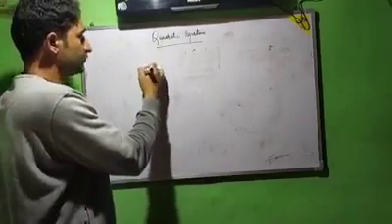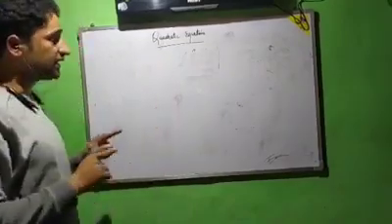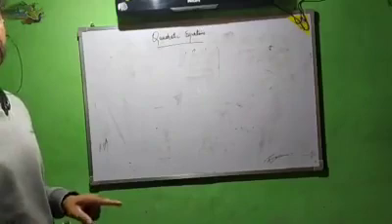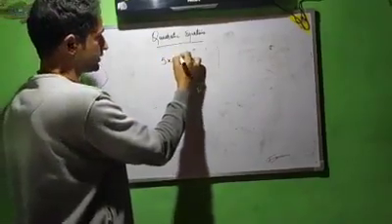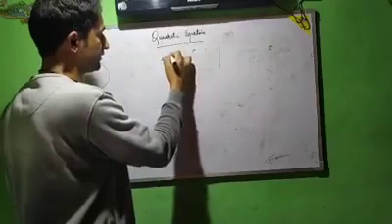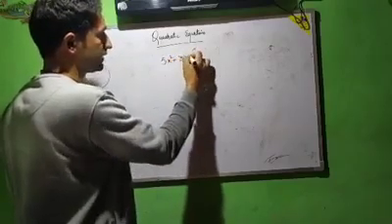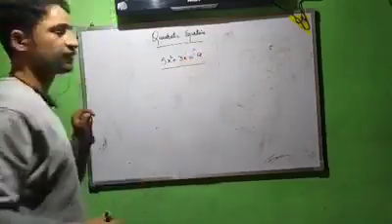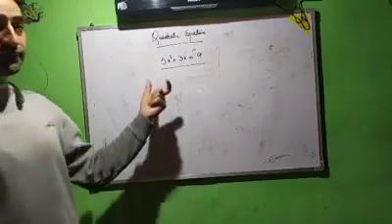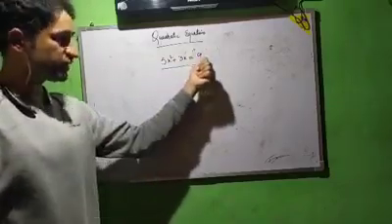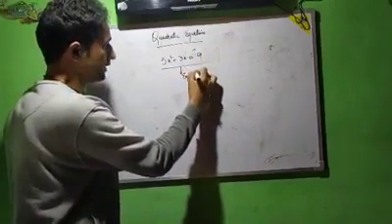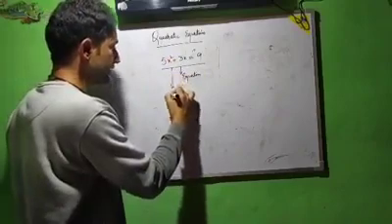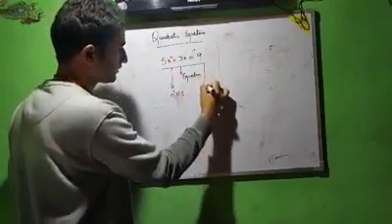Now, when we equate an algebraic expression with a constant, for example 5x square plus 3x is equal to 9, it means we are equating this algebraic expression with a constant, and it forms an equation. Now this equation has two parts, one is LHS and one is RHS.